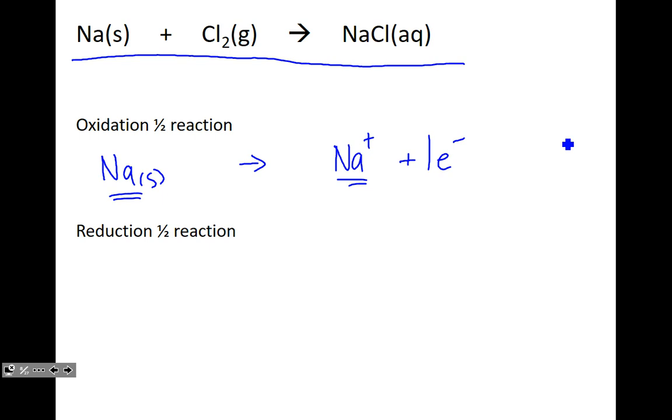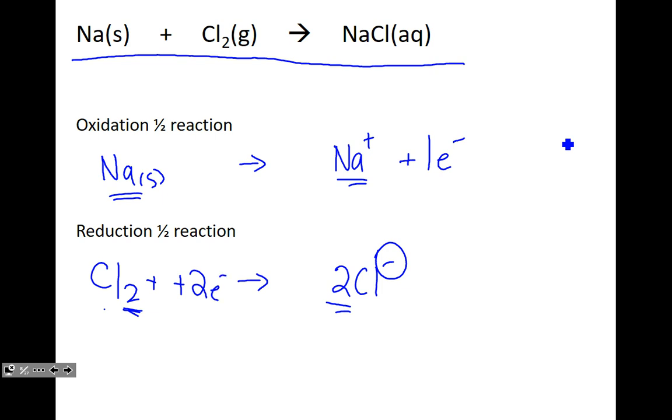For the reduction one, we're going to go Cl2 plus, I'm going to leave a little space, 2Cl minus. I just went ahead and did that because there are 2 chlorines. So in order to go from something neutral to something that's negative charge, what had to happen? Did you have to gain electrons or lose electrons? Well, we had to gain electrons. We actually had to gain 2 electrons in order for that to happen.